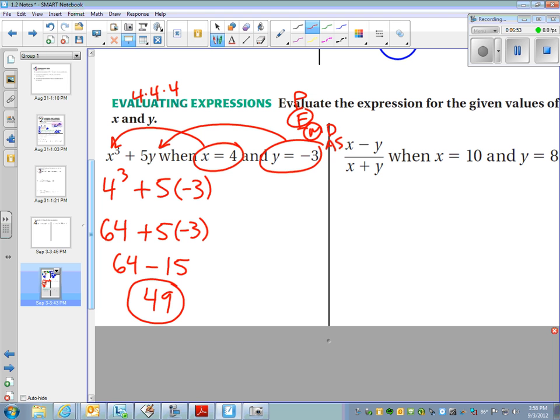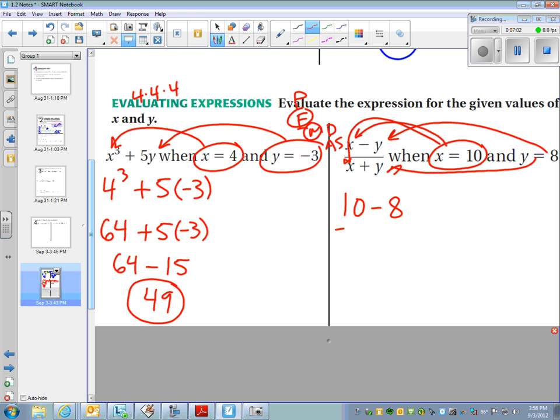So, next one, 10 in for your x's, and 8 in for your y's. So 10 minus 8 over 10 plus 8. This is confusing because there's a division bar here. So we should do that first, right? We should divide all this stuff. 10 divided by 10 is 1. Negative 8 divided by 8 is negative 1.